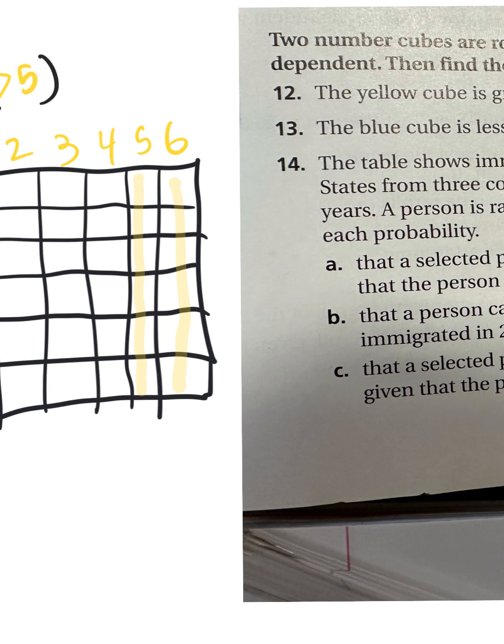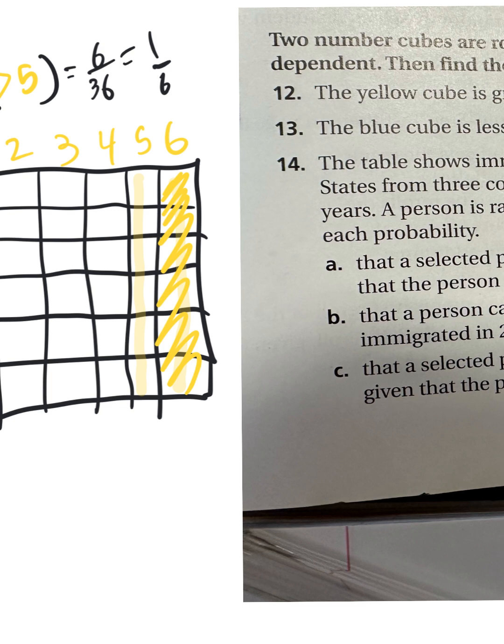Oh wait, actually I didn't even think about this. It says greater than 5, not greater than or equal to. So actually, it's only these ones. So it's 6 out of 6. Or sorry, 6 out of 36, which is 1 out of 6. Okay. And anytime you see the word and, a good rule is you're going to multiply.